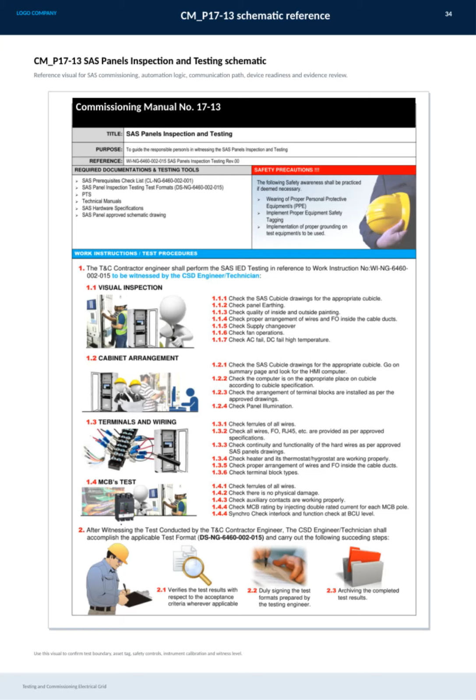Here we have the CM_P17-13 schematic reference, which is crucial for testing and commissioning the electrical grid. This visual provides comprehensive guidance for SAS panels inspection and testing, covering automation logic, communication paths, device readiness, and evidence review. Use it to confirm key elements like test boundaries, asset tags, safety controls, instrument calibration, and witness levels.